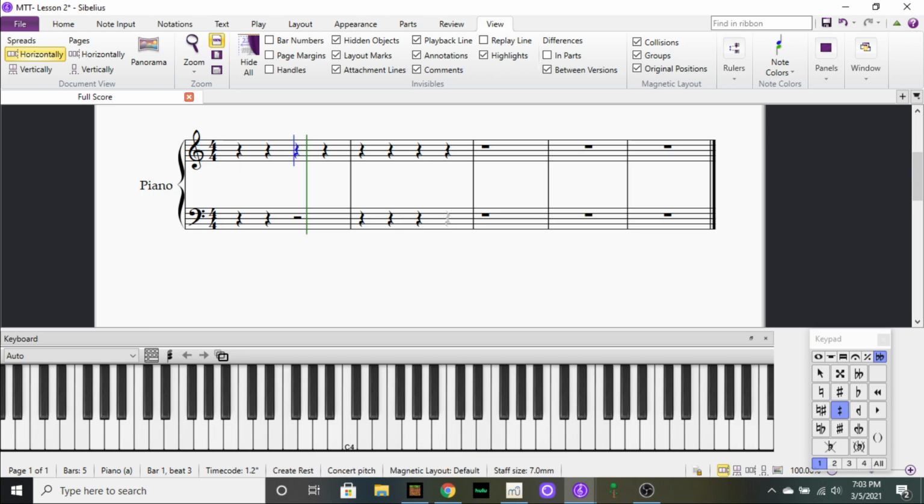Lastly, I'm going to go over different common clefs.